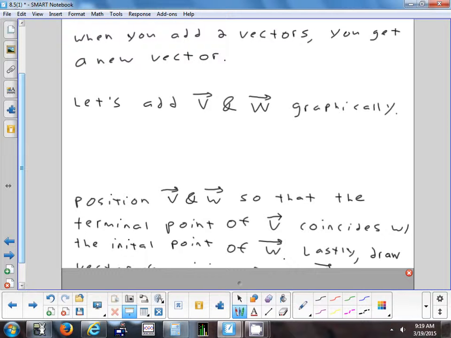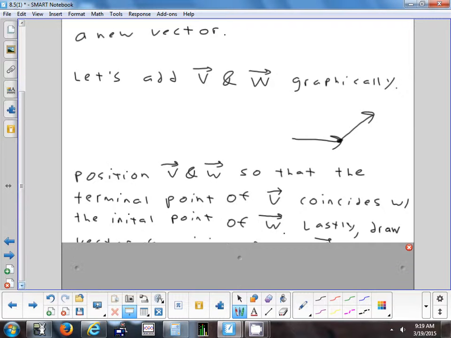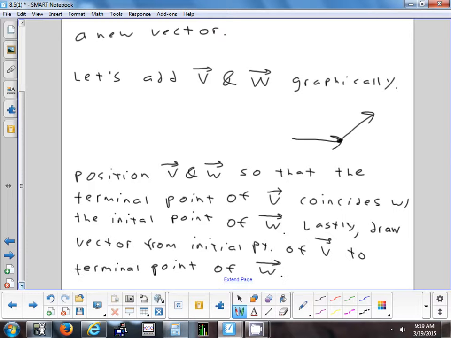Right, so the terminal point of one vector, put it right on top of the initial point of the next vector. So when you do that, you can have something that looks like this. The end point and beginning point right on top of each other. And then to get your answer, what would the vector be if we combined these two? Draw a vector from the initial point to the terminal point. So what I just drew in red, that would be the vector you'd get if you combine the two in black.